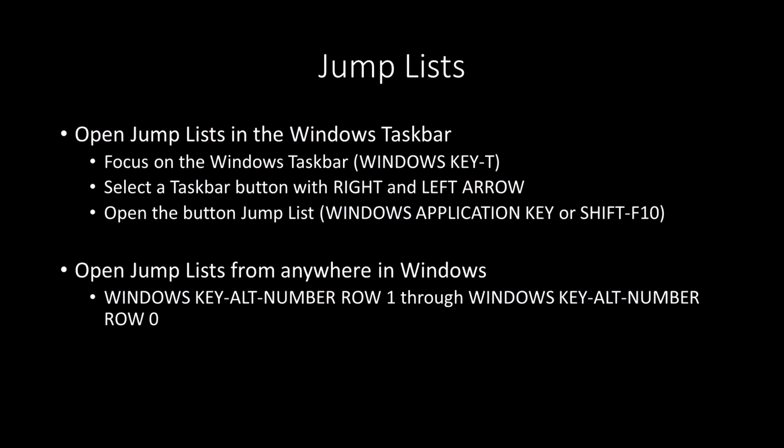Let's review. Open jump lists in the Windows Taskbar. Focus on the Windows Taskbar, Windows key T Tango, and select a taskbar button with right and left arrow. Open the taskbar button jump list with Windows application key or Shift F10. You can also open jump lists anywhere in Windows. Press Windows key Alt number row 1 through Windows key Alt number row 0.